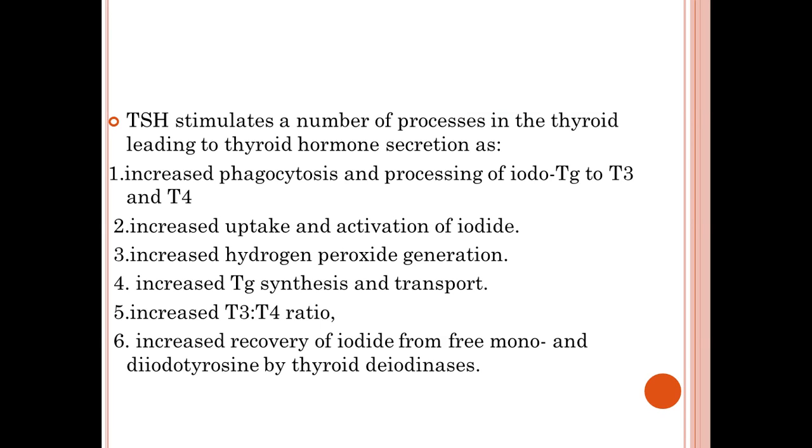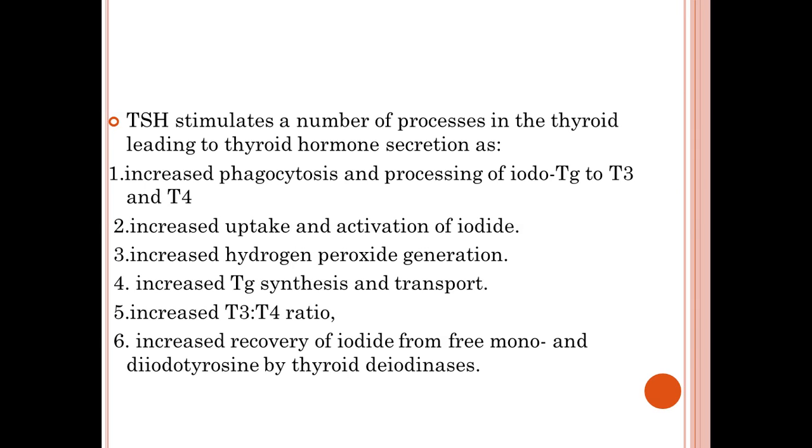The main effect of TSH, why it is important: we said that thyroid releasing hormone stimulates TSH, and TSH will control the thyroid. What is exactly the role of TSH in the function of the thyroid hormone? It will increase the phagocytosis and processing of iodothyroglobulin, which converts it into T3 and T4. While T3 and T4 are still bound to the thyroglobulin, it will do phagocytosis and processing to give us the full molecule.